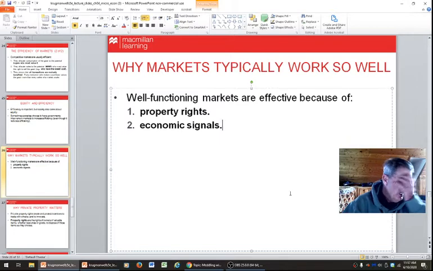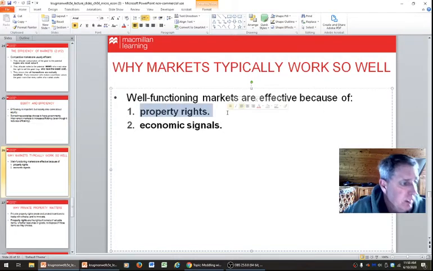So property rights, we believe in property rights in this country, or we did, not so much anymore because of a number of different situations. But well-functioning markets are effective because property rights are tantamount.